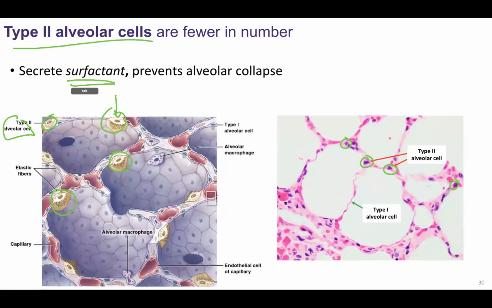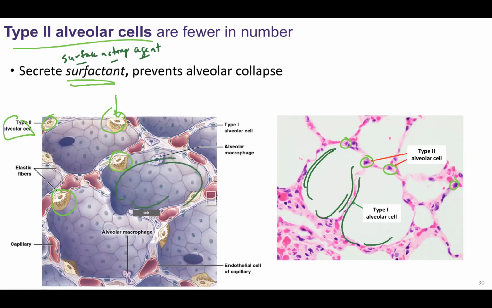What that literally means is a surface acting agent, surfactant. In a nutshell, what surfactants do is coat the lining of the alveoli, and by coating the lining, it's not for lubrication, it prevents the alveoli from collapsing. Again, not due to lubrication or anything like that, but due to pressure.